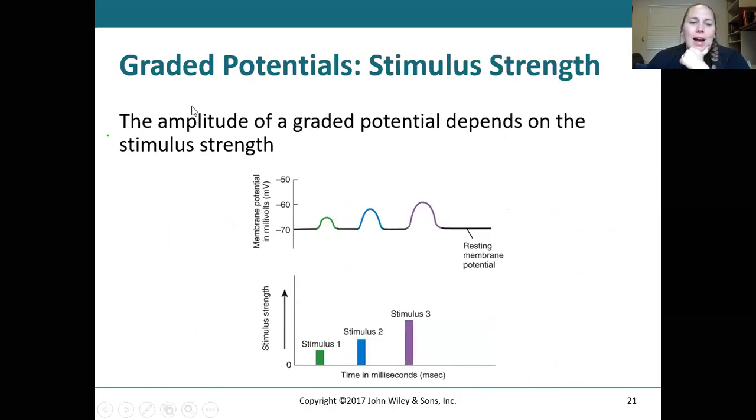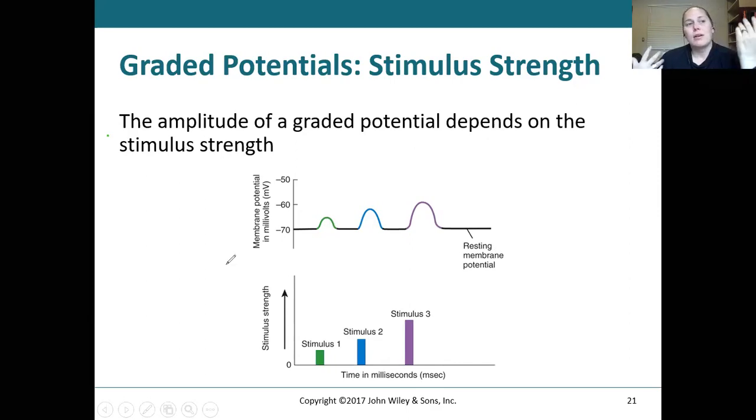Okay, so the amplitude of a graded potential depends on the stimulus strength. The stronger the stimulus is, the larger the bump in the positive or negative direction. So it just kind of depends. When we talk about strength, it could be, in the case of a mechanical receptor, how much pressure is applied.